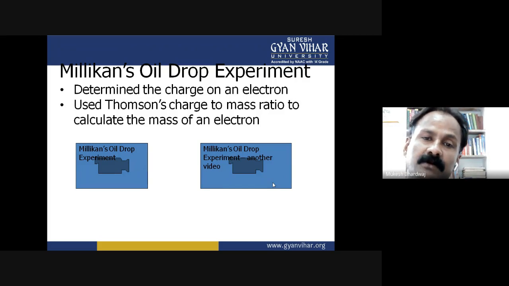Now, Millikan's oil drop experiment determined the charge on an electron. Use Thomson's charge to mass ratio to calculate the mass of the electron.